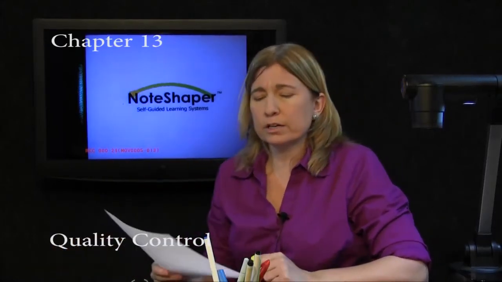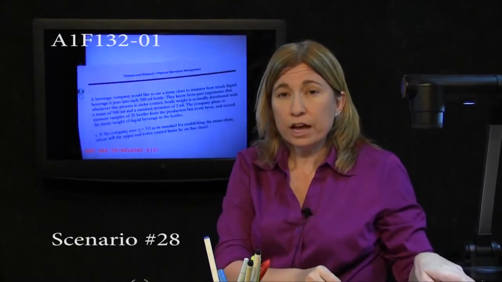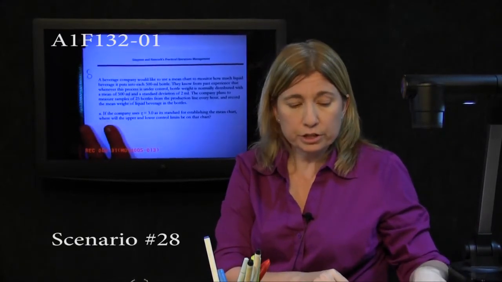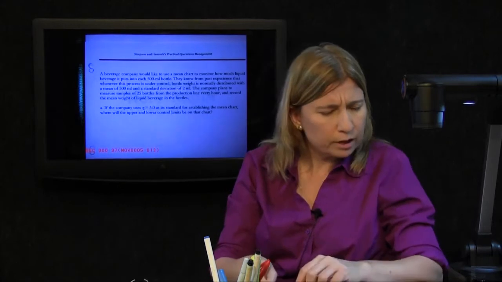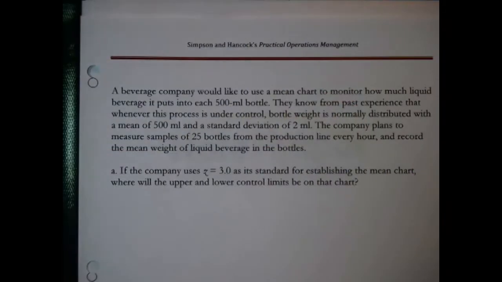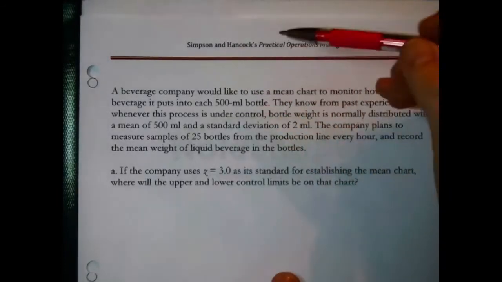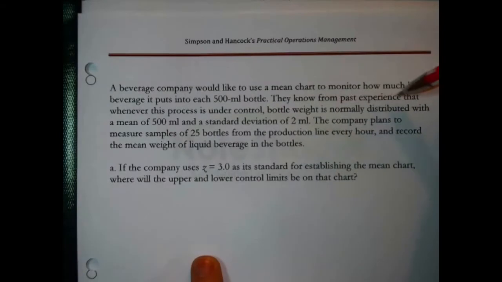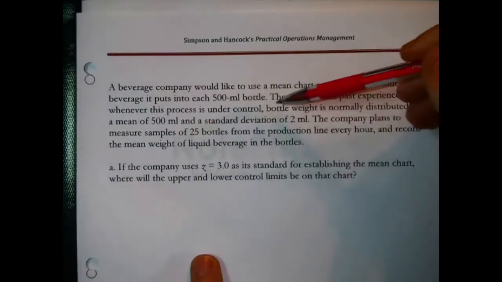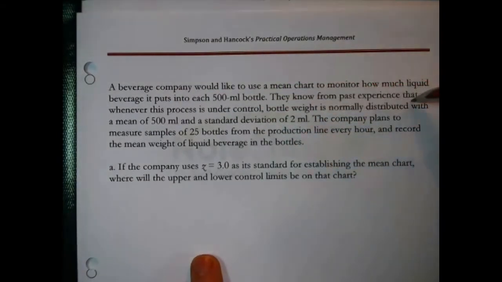When preparing mean charts, it's important to recognize whether the scenario is a case of known variation or unknown variation in the process. The beverage company is an example of that. Let's take a look. A beverage company would like to use a mean chart to monitor how much liquid to put in each 500 milliliter bottle.